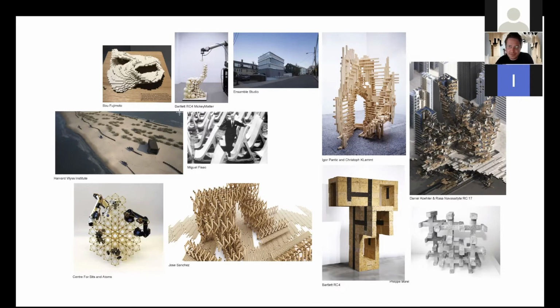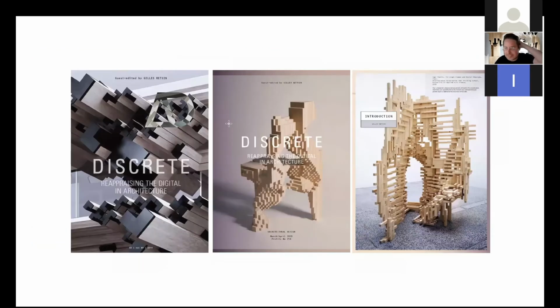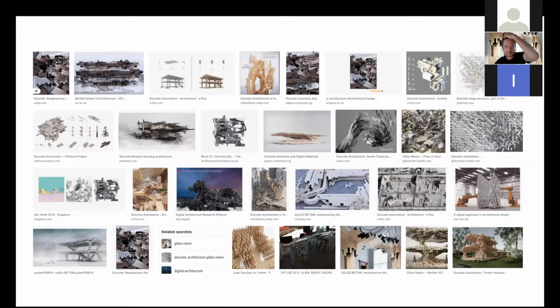And of course, like this book, ultimately, I think every book is always a retroactive manifesto. So this book was published in 2019, but was written in 2018 with work that was done between 2015 and 2017. So obviously books always lag behind, right? If we fast forward to today, we see that the discrete as a movement did have an impact, maybe accelerated by the publication of the book.